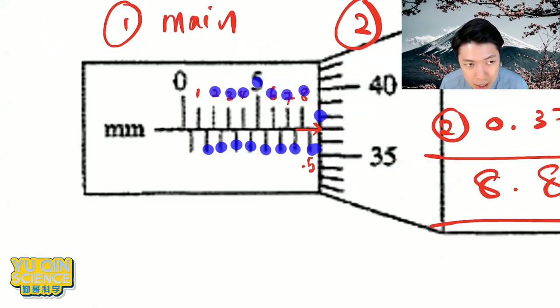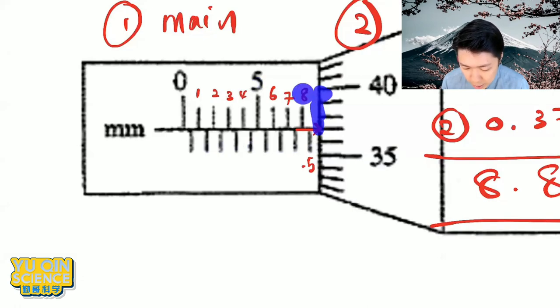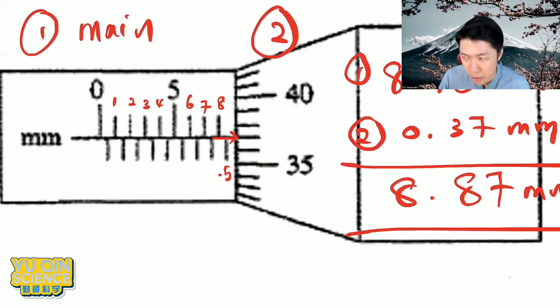Do we have 9 here? Do we have 9? I don't see any lines here. So I think we stop at 8.5. Is that right? Okay, so there you go. First, 8.5. Okay, second, we need to look for vernier scale.